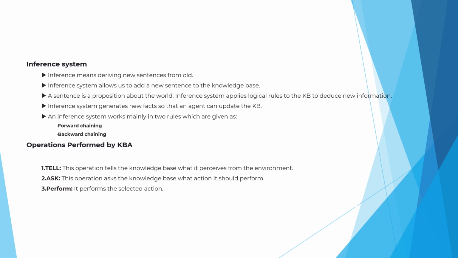And knowledge-based agents perform some operations. So what are the operations? Here we mention three operations. First operation, tell operation. This operation tells the knowledge base what it perceived from the environment. And the second one, ask operation. This operation asks the knowledge base what action it should perform. And third one, perform operation. It performs the selected actions. So these are the three operations performed by a knowledge-based agent in order to show intelligent behavior.